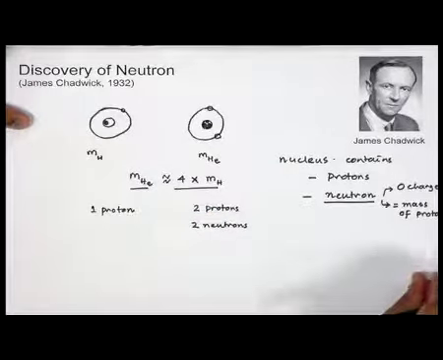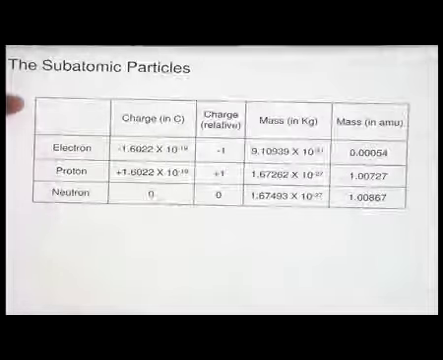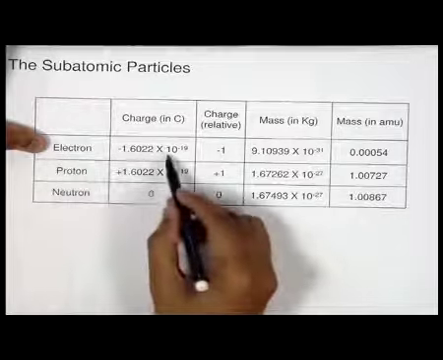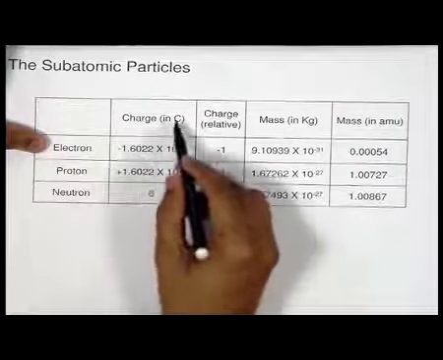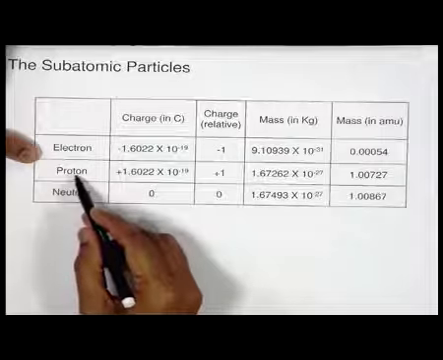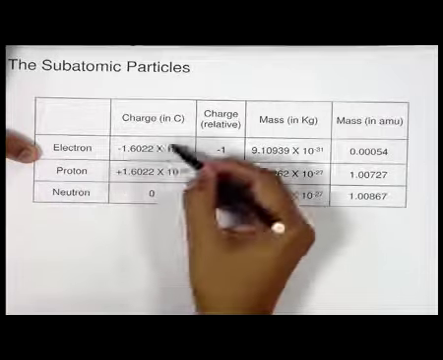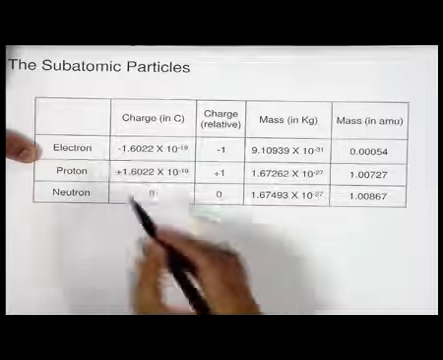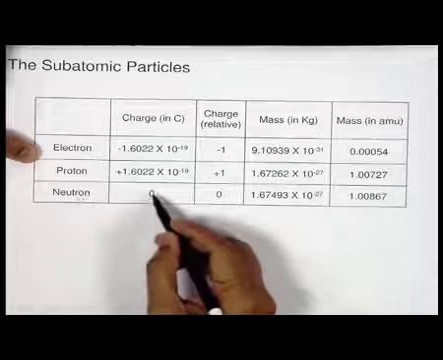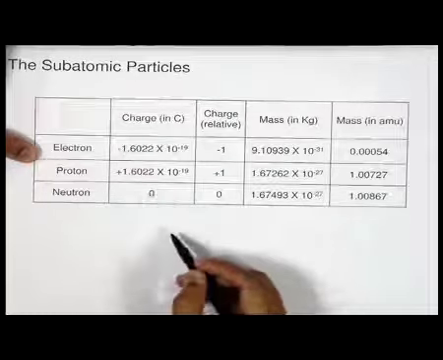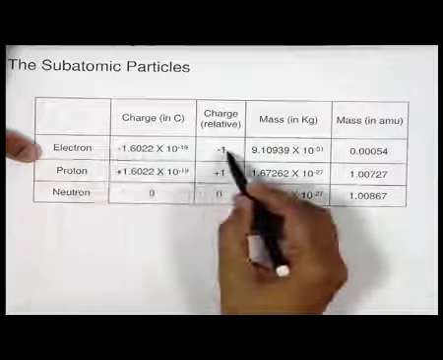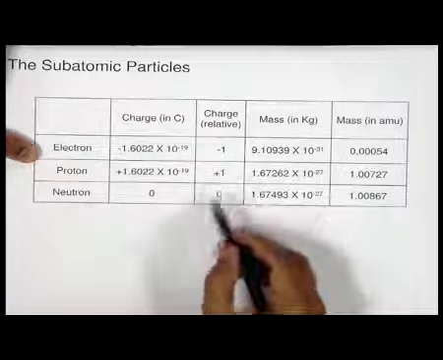So we can now summarize the subatomic particles that we discussed. We saw the electron. It has a charge of 1.6 into 10 to the power minus 19 coulomb, which is negatively charged. We came across the proton, which has exactly the same charge as the electron, but is positively charged, and we have a third particle, the neutron, which is chargeless, or has 0 charge. On a relative charge scale, we can say that the electron has -1 charge, the proton has +1 charge, and the neutron has no charge.